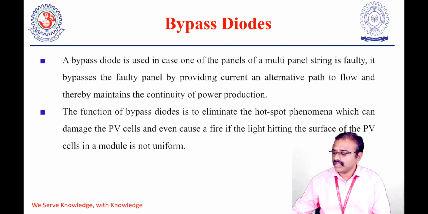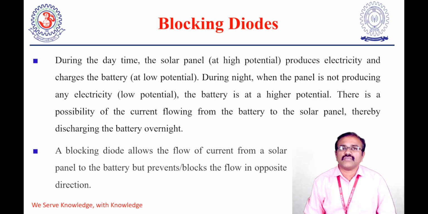Next, blocking diodes. What is the purpose of using a blocking diode? During the daytime the solar panel at a high potential produces electricity and charges the battery at the lower potential. During nighttime when the panel is not producing any electricity, the battery is at a higher potential, so we can utilize it during the night. There is a possibility of current flowing from the battery to the solar panel, thereby discharging the battery overnight. A blocking diode allows the flow of current from the solar panel to the battery, but it blocks the flow in the opposite direction. This is the main purpose of using a blocking diode.